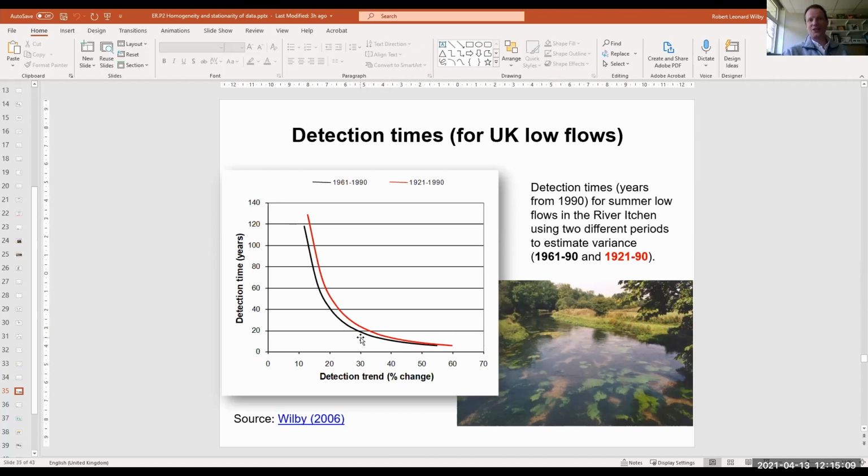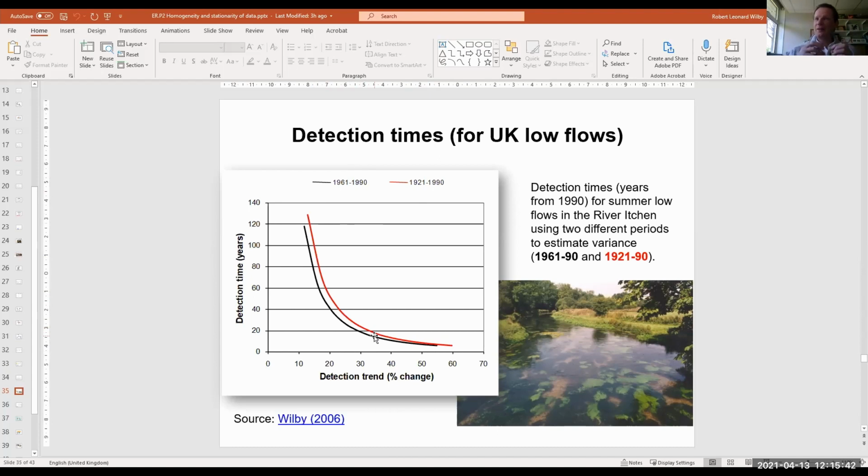And now we can see that when a climate model projection is saying a 30% change in the river flow, which is in the range of some of our projections, could be detectable in these sorts of rivers within 20 or 25 years of the data, depending on whether we base our estimate of the variance of the flows on this 30-year period or a much longer period of record.